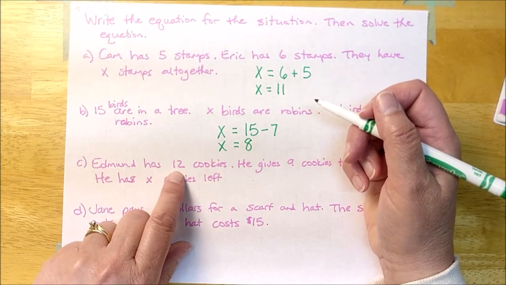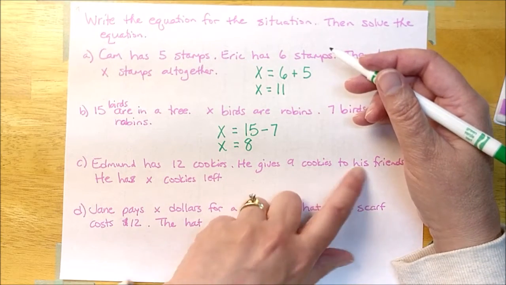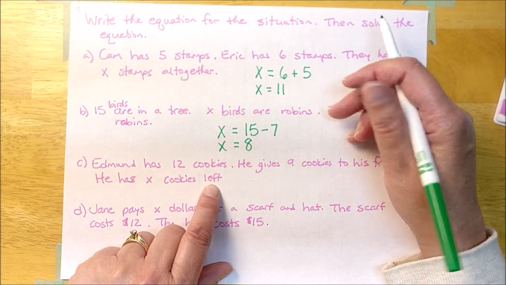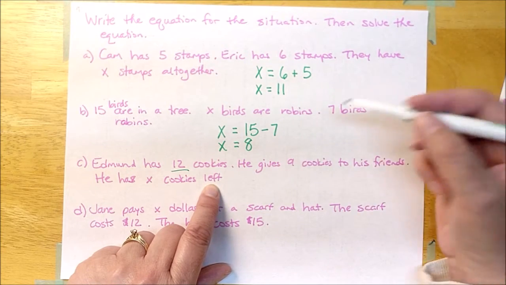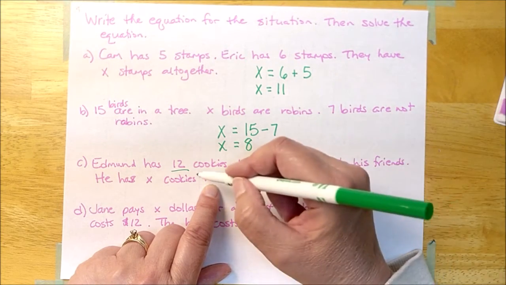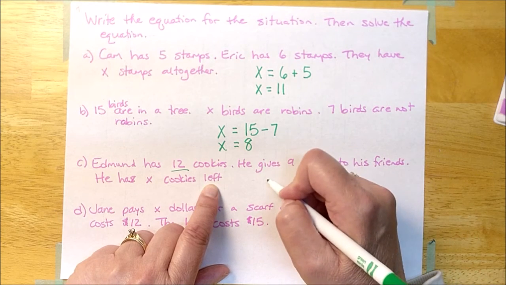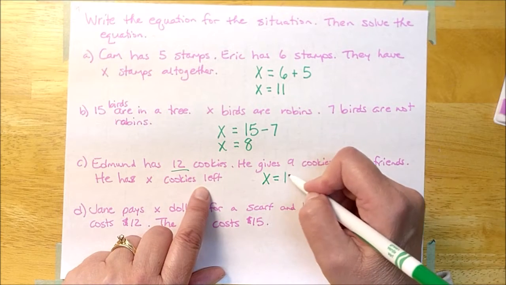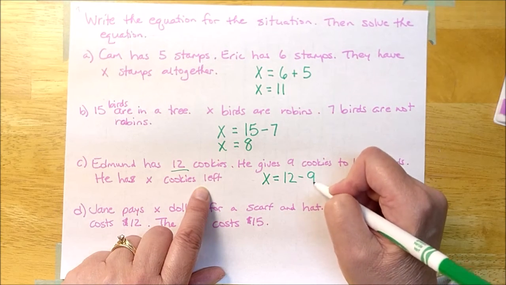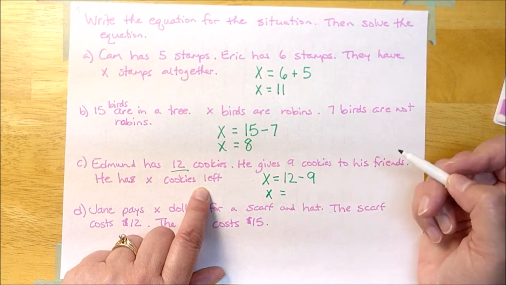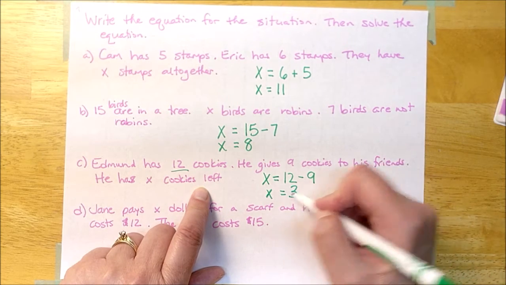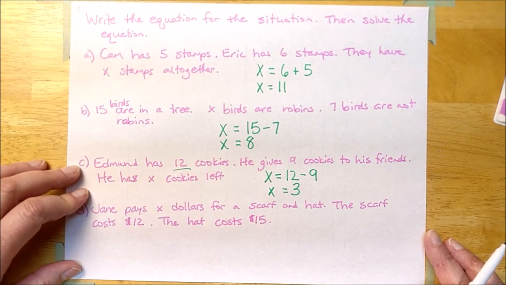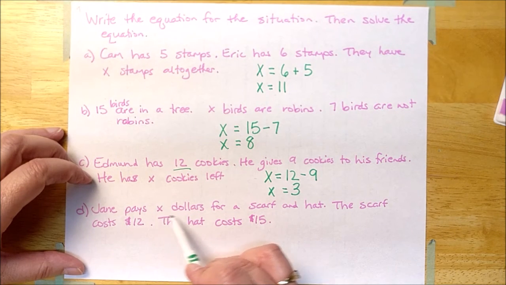Edmund has 12 cookies. He gives 9 cookies to his friends. He has X cookies left. So I know the total. He has 12 cookies. He gives 9 away. He has how many left? So I know what the total is. So I'm missing part 2. So part 2 would be total minus part 1. How many cookies does Edmund have left? 3.